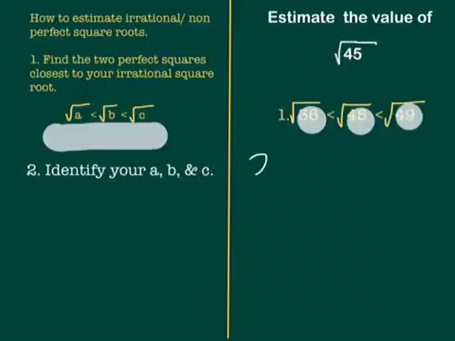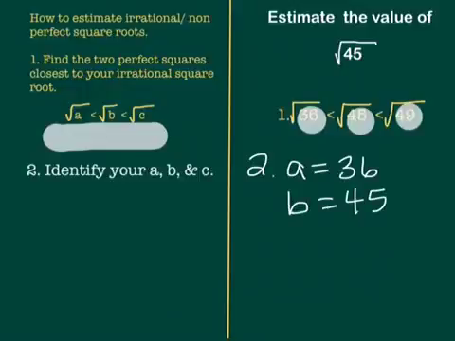So for number 2, A is equal to 36, B is equal to 45, and C is equal to 49. So that's your second step.